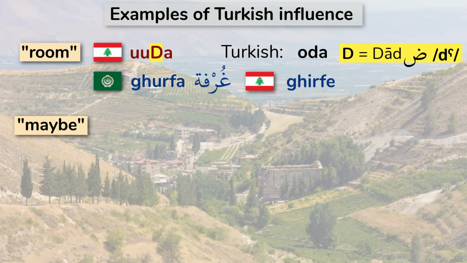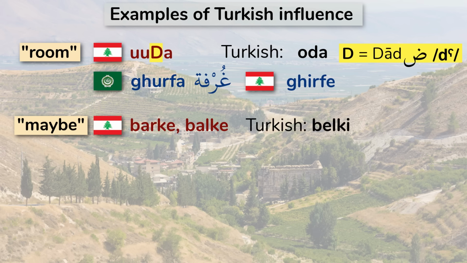A word for maybe in Lebanese Arabic is بركة or بلكة. Both of these come from Turkish belki.